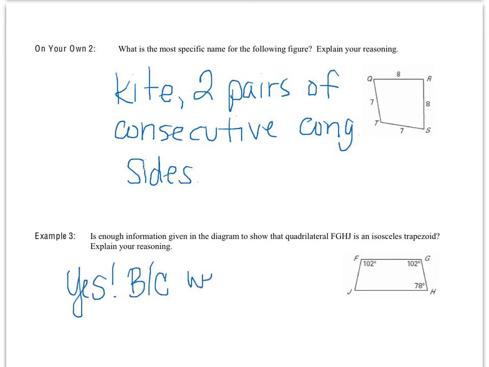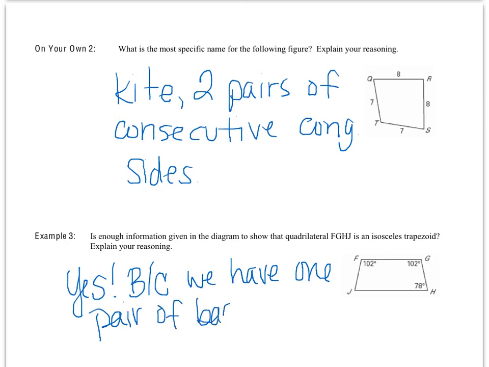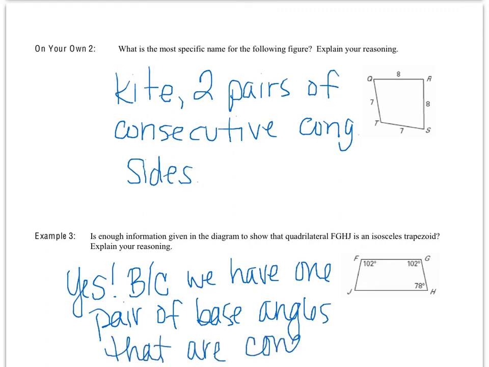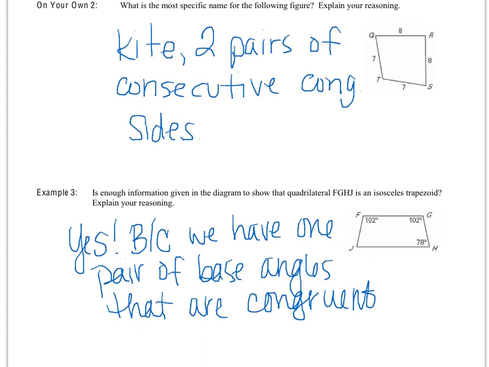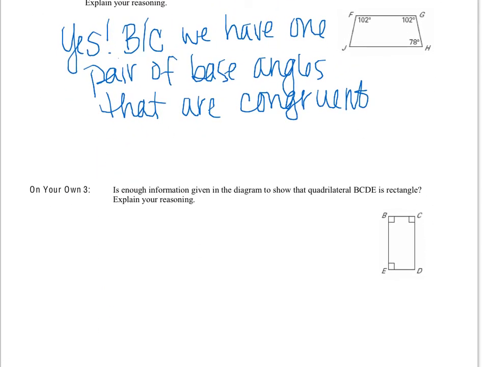And that's because we have 1 pair of base angles that are congruent. So it's definitely enough to show that this is an isosceles trapezoid. And let's look at the last one here. It says, is enough information given in the diagram shown to show that quadrilateral BCDE is a rectangle, and explain your reasoning. So again, I suggest you pause it and try this one.